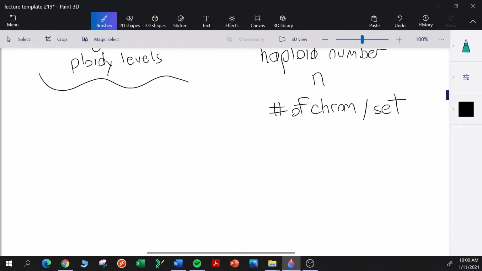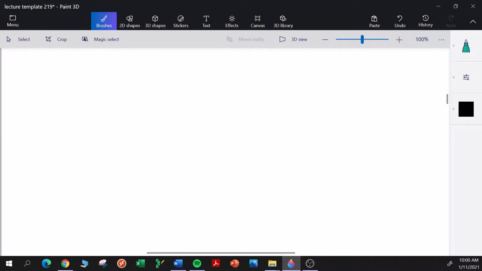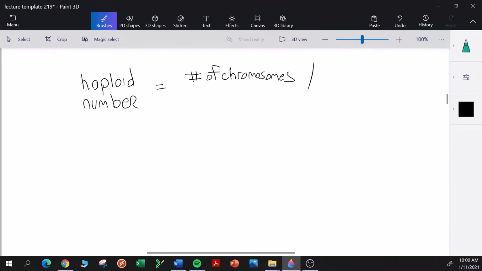Now let's see the standard equation for deriving the haploid number of an organism or cell. So the haploid number equals the number of chromosomes divided by the ploidy level. And we can talk about a specific cell. So the number of chromosomes in a cell divided by the ploidy level of that cell.